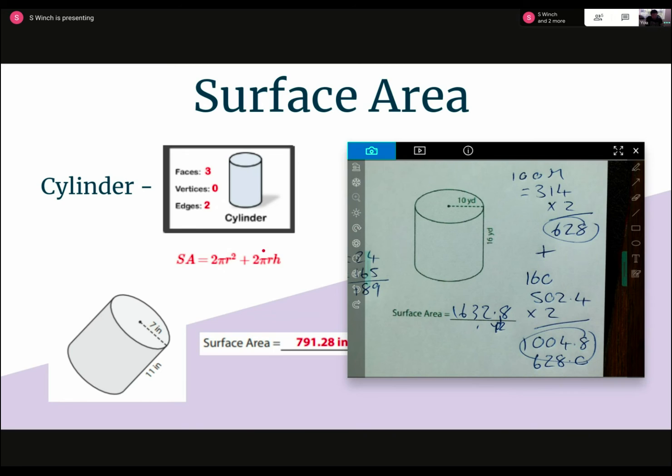Okay, to give us 310.86. And finally, we've just got to add all that together, and you get the grand total of 565.2 feet squared, and that is the surface area of a cone.